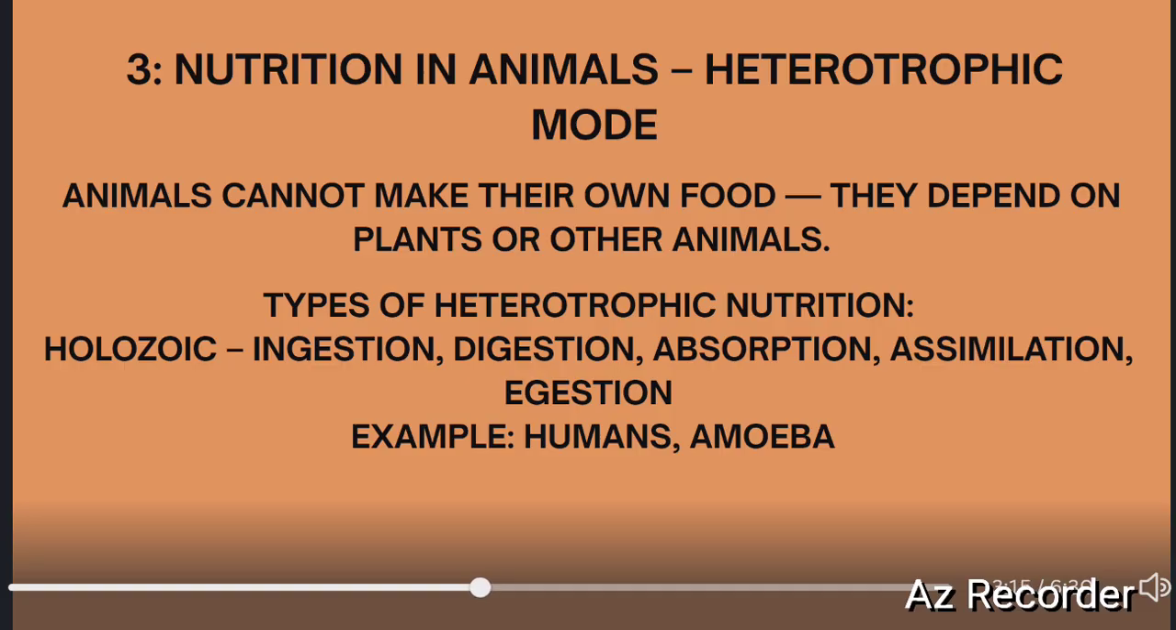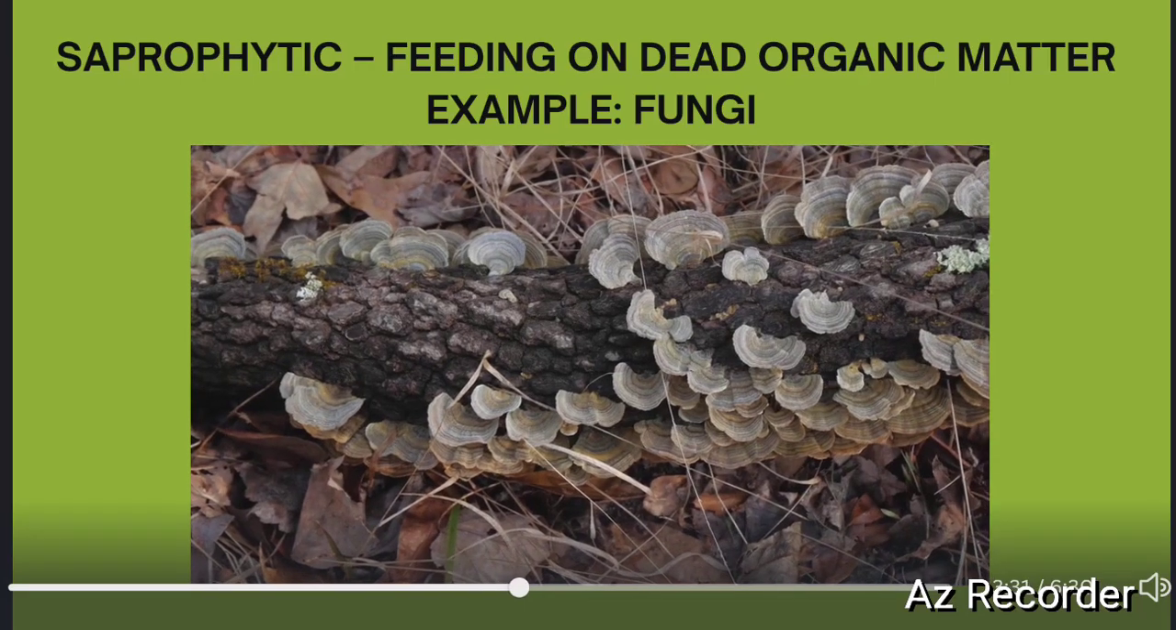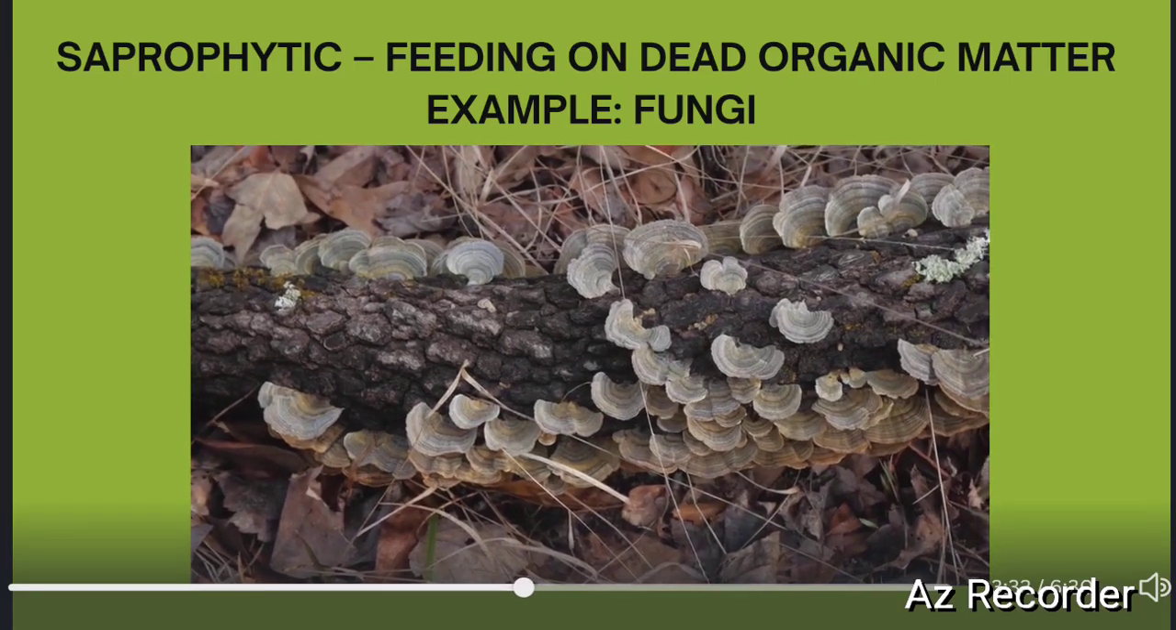holozoic. Okay, what is holozoic? Holozoic mainly includes taking the food material whole. Okay, for example, in the case of humans and the amoeba. Okay, there are so many processes that occur in that, as you can see in the picture.